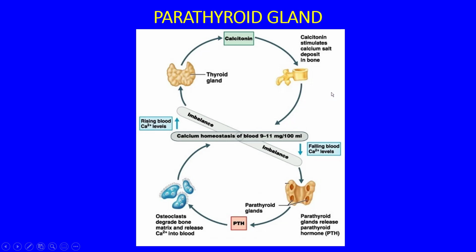And this is from an older physiology text, but I think it helps very well because when you're trying to achieve homeostasis here, you want to go from 9 to 11 milligrams per deciliter. So what happens is rising calcium levels, you have an imbalance. So you've got the C cells of the thyroid gland producing calcitonin. The calcitonin stimulates calcium deposit in the bones. You have the falling blood calcium levels. And you have an imbalance again.